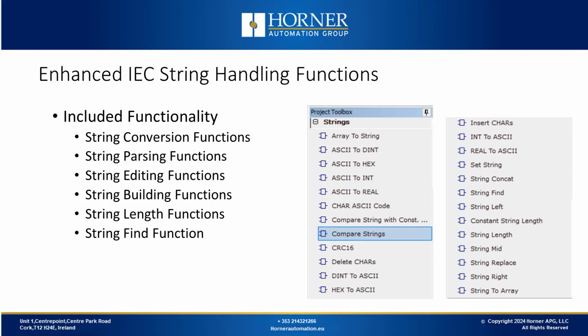If we navigate from the project toolbox in Cscape to the string category, we can see the different instructions available to use for string handling. This can be seen in the screenshot shown. We have categorized these functions by what they are useful for. For example, some functions are useful for converting strings back and forth between the string format and the array format.